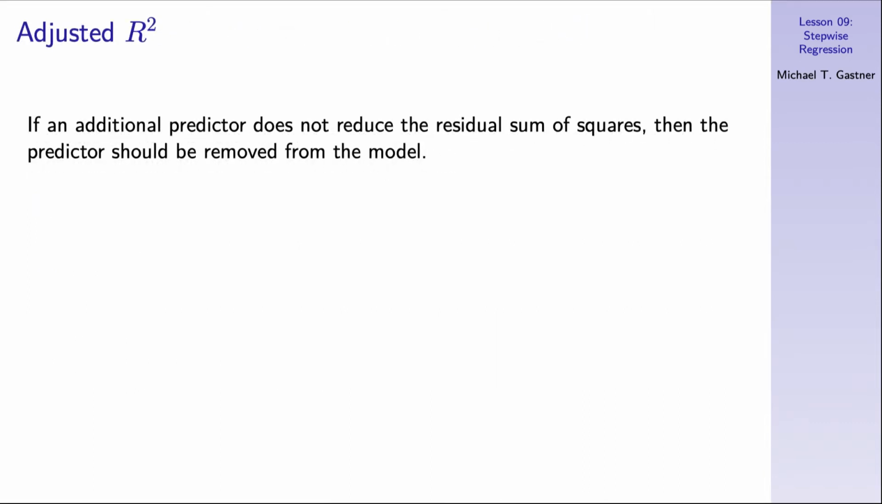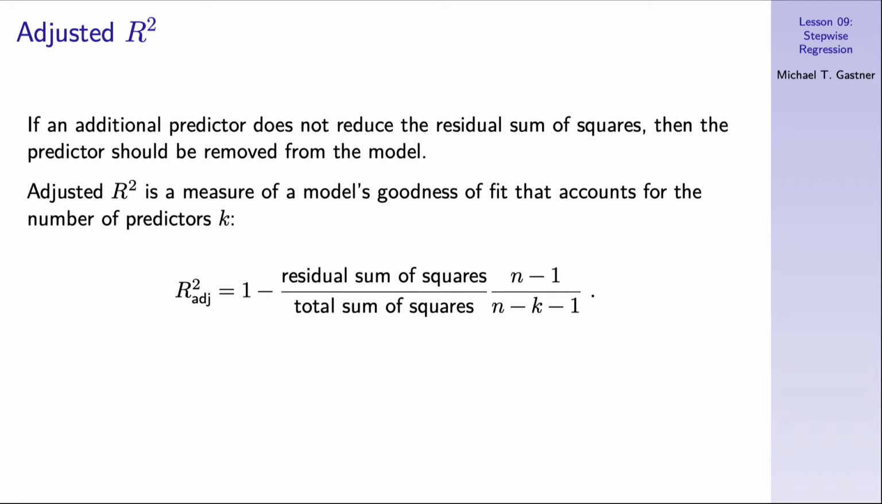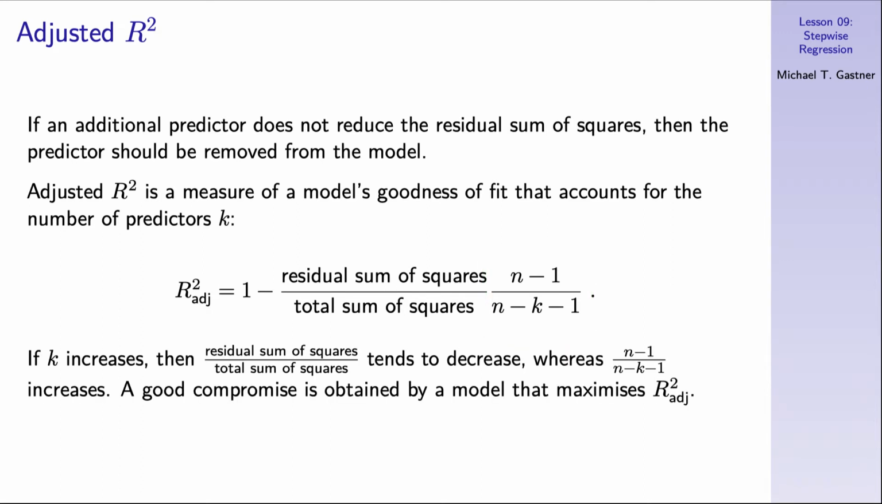The motivation for adjusting the R-squared is that if an additional predictor does not reduce the residual sum of squares, then the predictor should be removed from the model. The adjusted R-squared is a measure of a model's goodness of fit that accounts for the number of predictors k by inserting a factor n-1 divided by n-k-1. If k increases, then the ratio of the residual sum of squares to the total sum of squares tends to decrease, whereas n-1 divided by n-k-1 increases. A good compromise is obtained by a model that maximizes the adjusted R-squared.